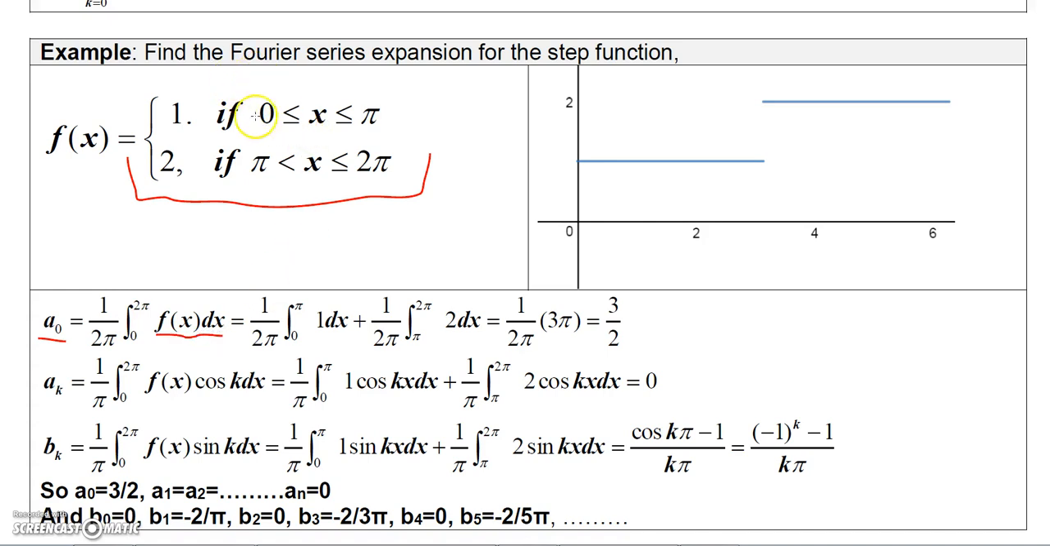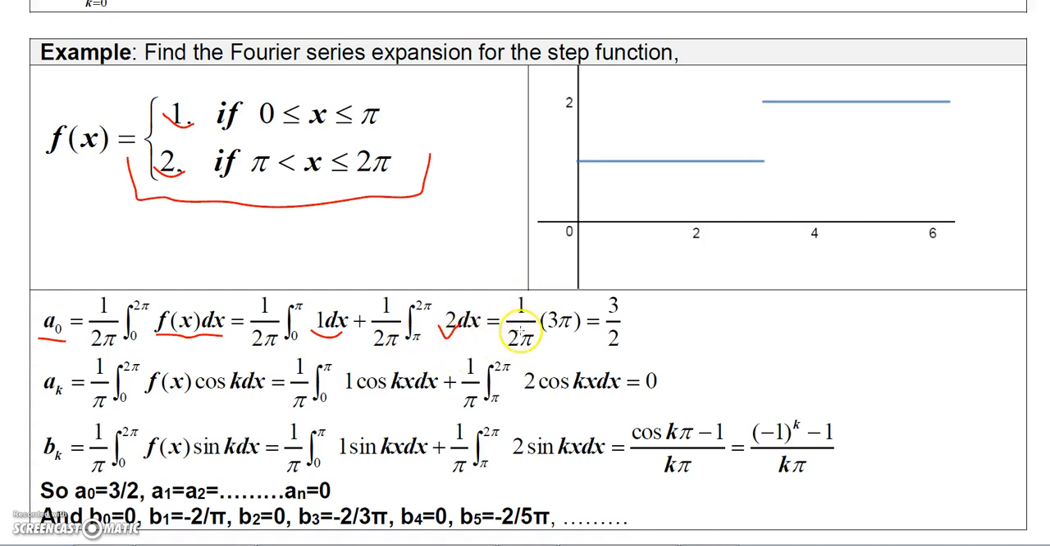Since we've got two pieces here, we're going to have to break this up. First we integrate from 0 to pi of the constant 1, and then we integrate from pi to 2 pi the constant 2, because we're given that constant from pi to 2 pi. If you integrate these functions over the given limits, you'll get 1 over 2 pi times 3 pi, since these two add together to equal 3 pi.